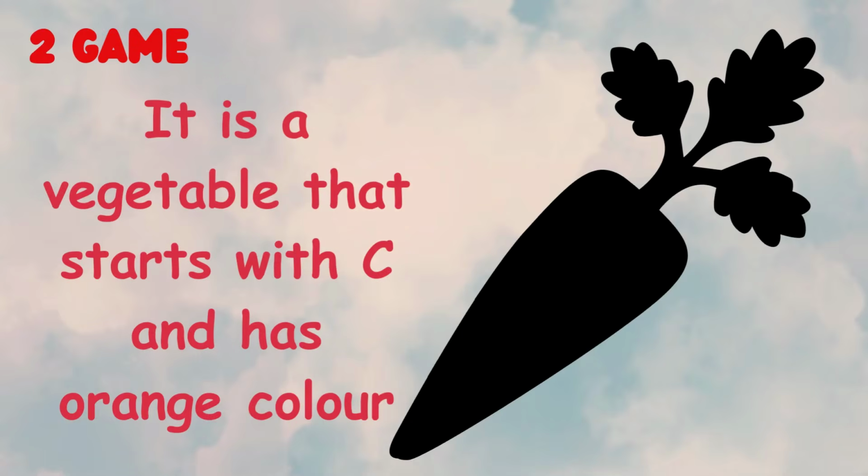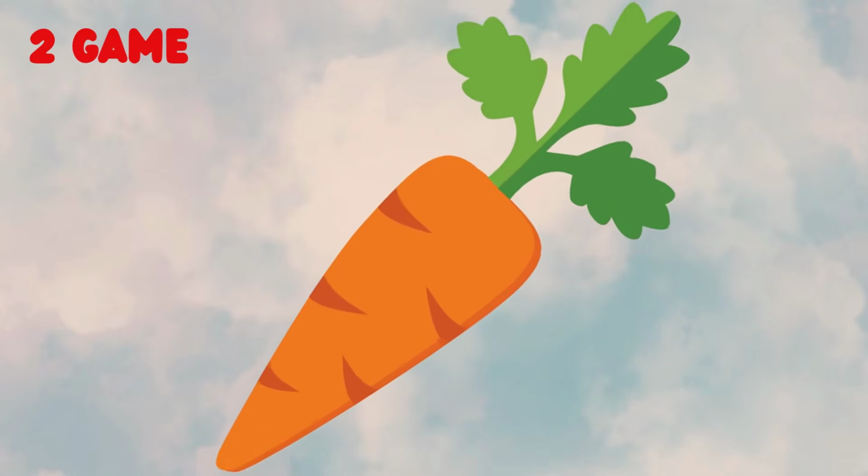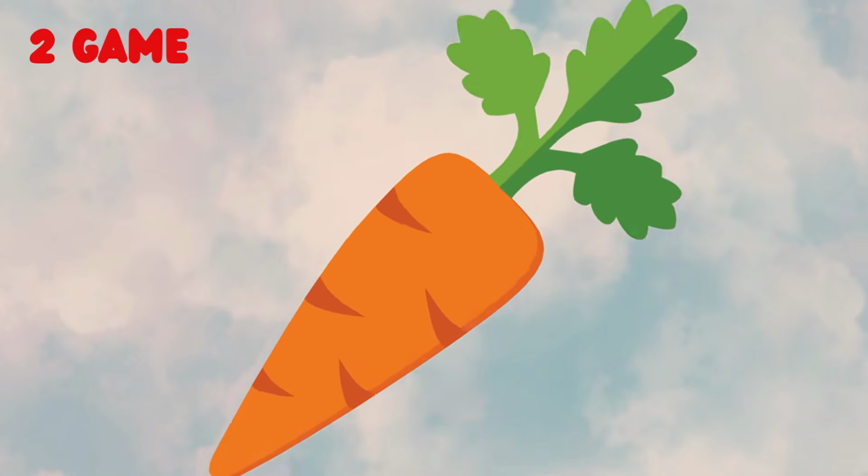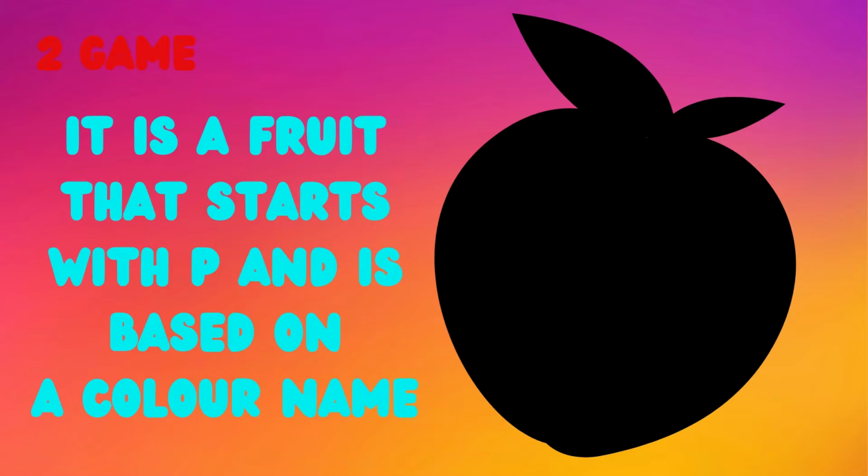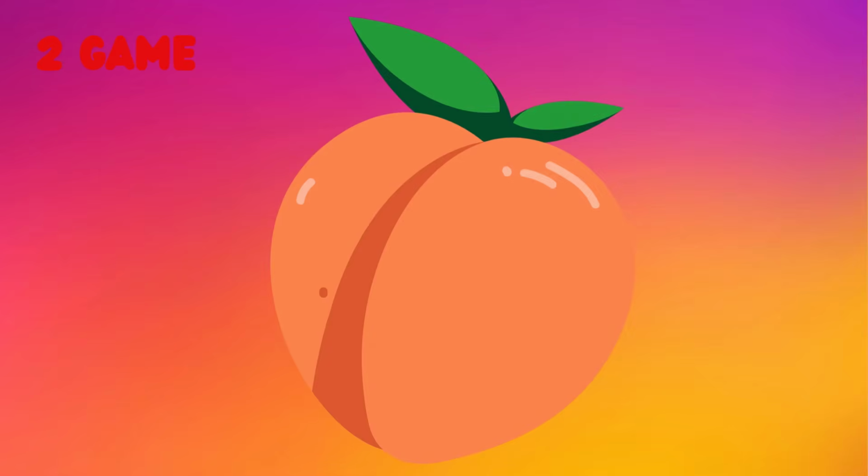Hint, it is a vegetable that starts with C and has orange color. Can you guess it? Yes, it was the carrot that was hiding behind the black blanket. Hint, it is a fruit that starts with P and is based on a color name. Can you guess it? Yes, it was the peach that was hiding behind the black blanket.